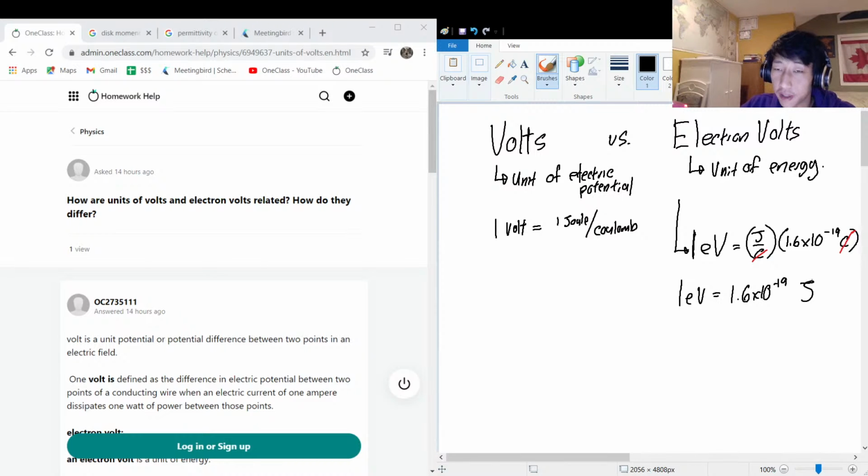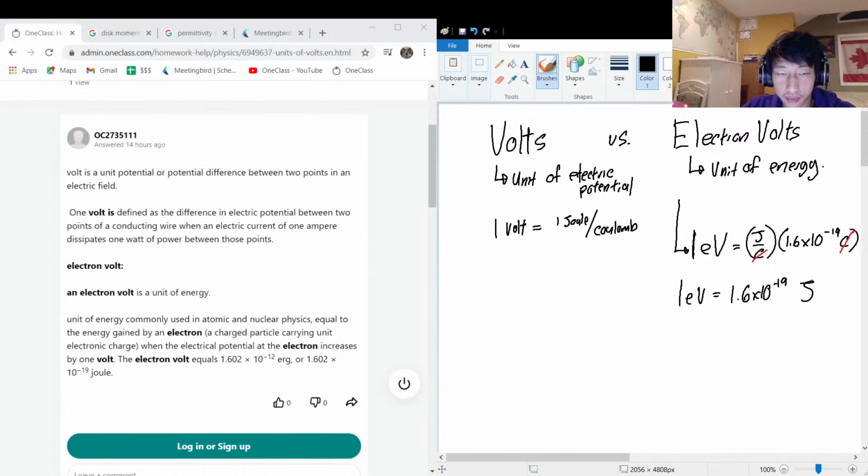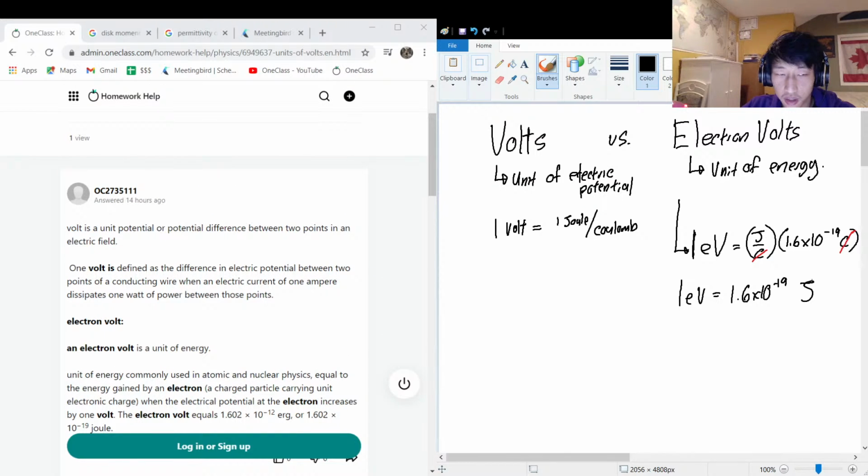Okay, so they differ in terms of the property that they represent. Electric potential for volts, energy for electron volts. They're related in terms of how you can use one to calculate the other. So you could also get a volt given an electron volt. If you just divide out the charge of an electron, you'll get a volt. It's really that simple. It's a unit of energy versus a unit of electric potential.